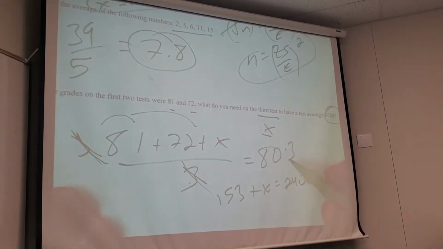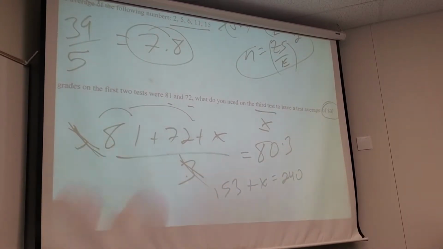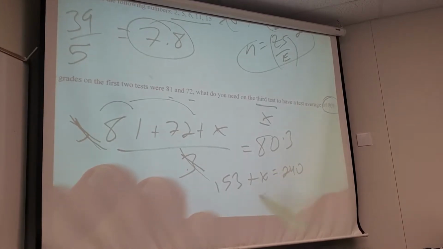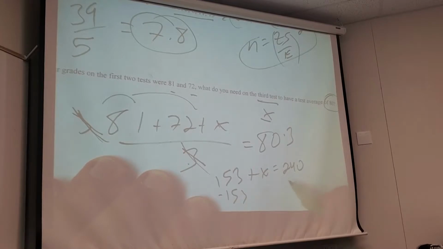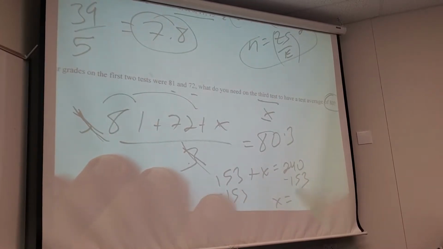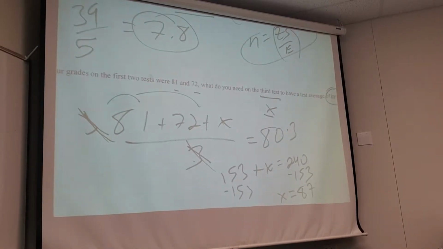I watch too many zombie movies. Or Game of Thrones. My algebra is very Game of Thrones-ish. There's a lot of death and dying. Horrible things. And then the last step here is subtract. Just undo the addition. 240 minus 153 is 87.